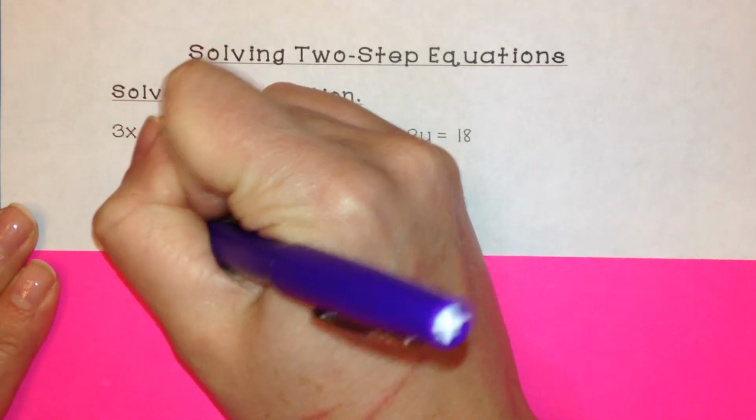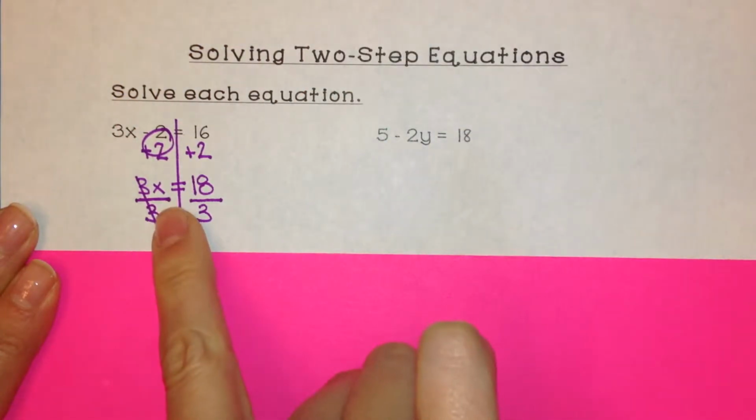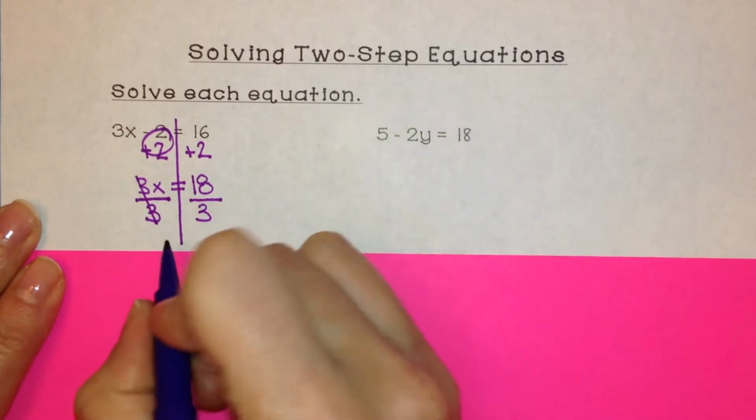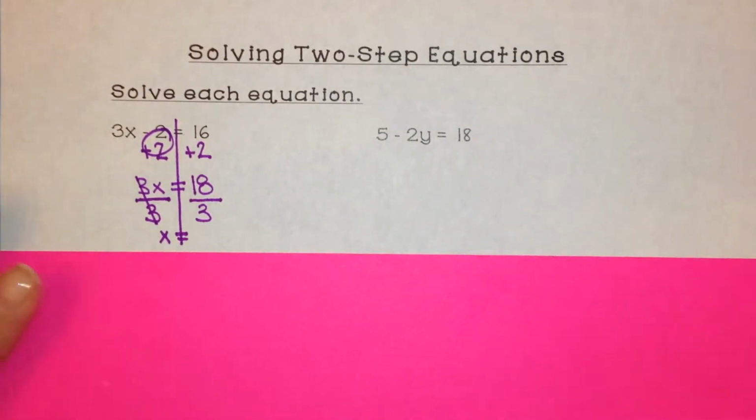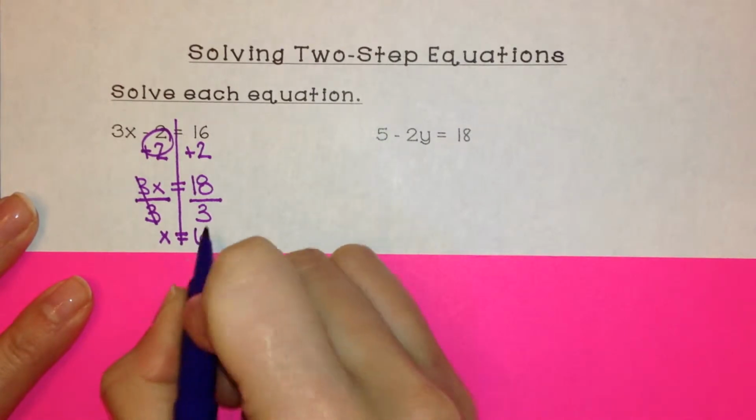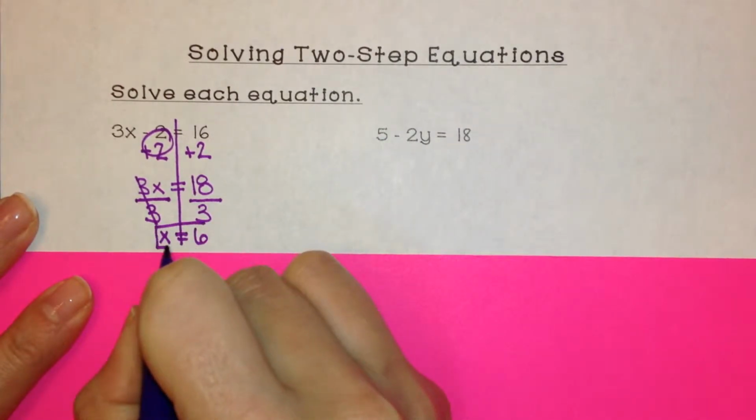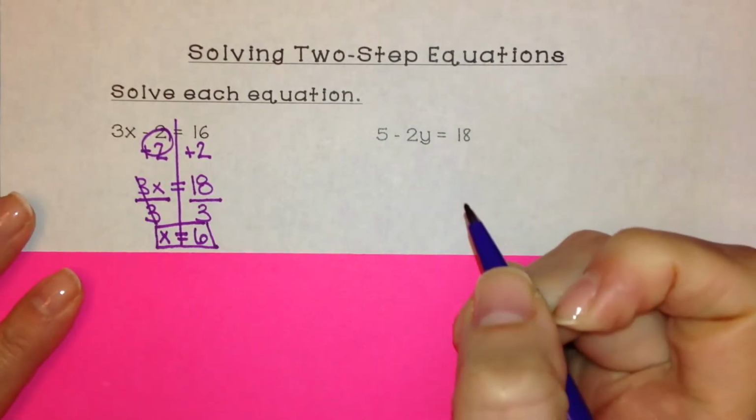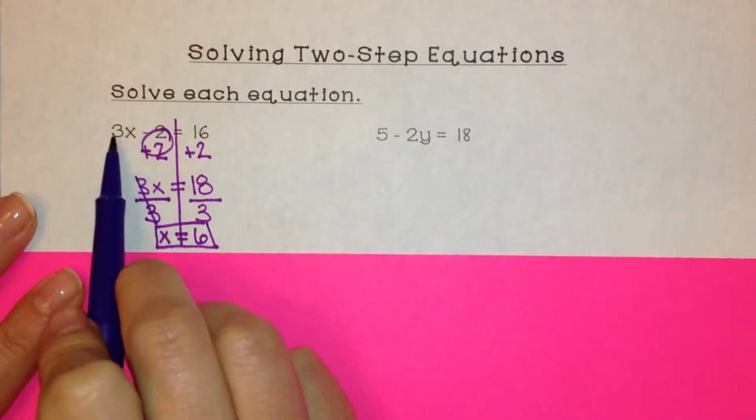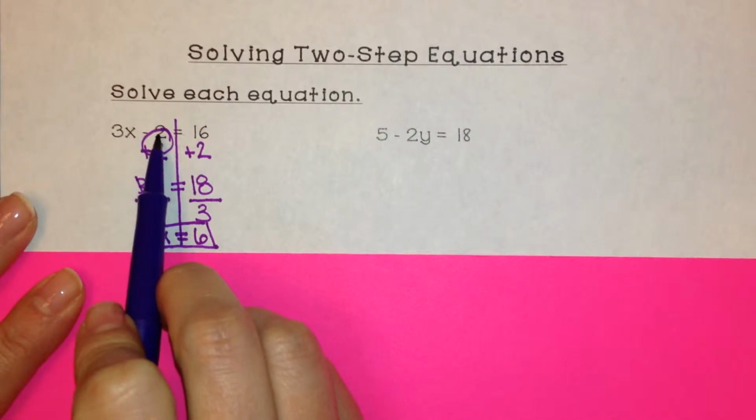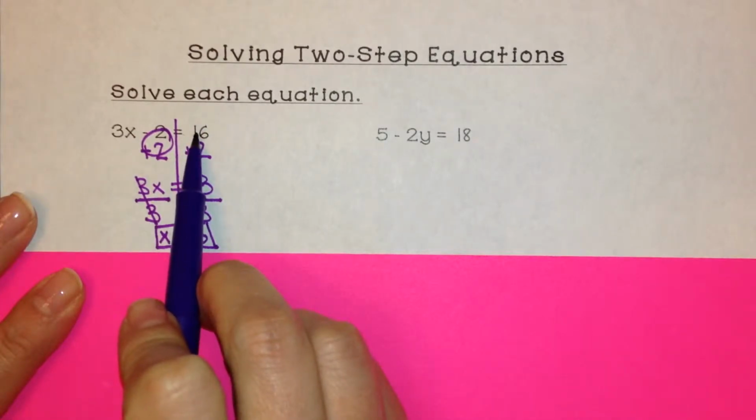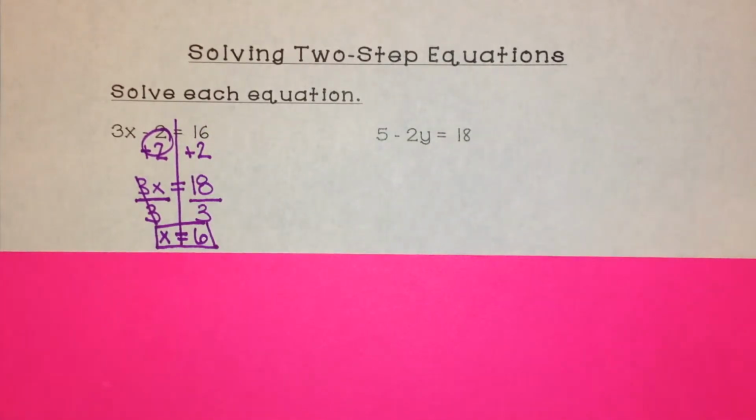3 divided by 3 is 1. So I'm left with 1x, or just x, equals 18 divided by 3 is 6. And I can plug this back in to double check my work. So 3 times 6 is 18. 18 minus 2 is 16, which is what is on the other side. So I know that I got the correct answer. So it is always good to double check yourself.